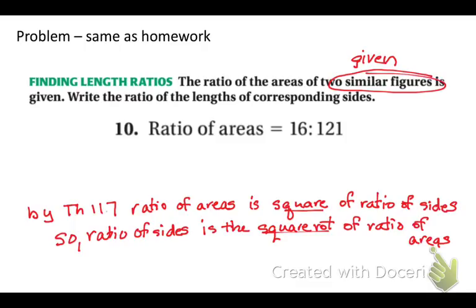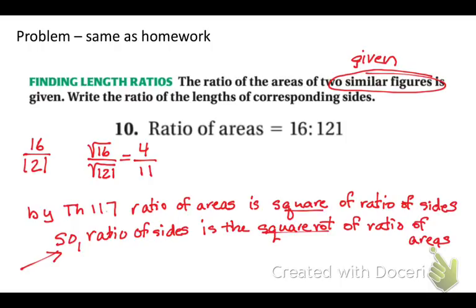Here we're given the ratio of areas is 16 over 121, and by this rule, the ratio of sides is the square root of the ratio of the areas. So the ratio of sides is going to be the square root of 16 over the square root of 121. Square root of 16 is 4. Square root of 121 is 11. So brush up on your square roots. Remember your square roots at least up to 12, and things will go a lot faster for you.